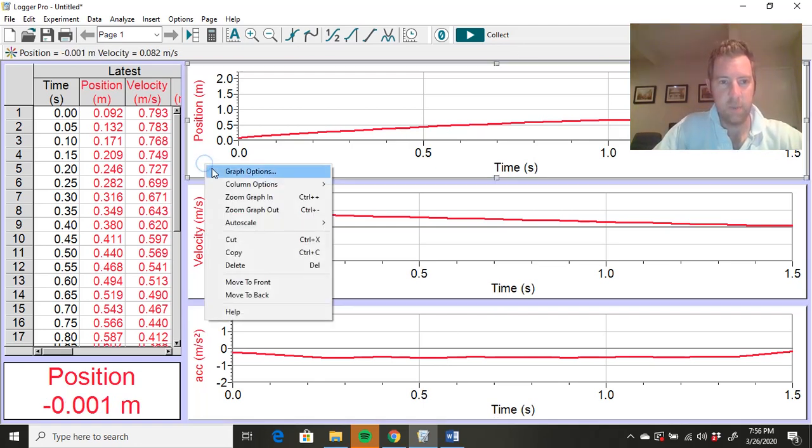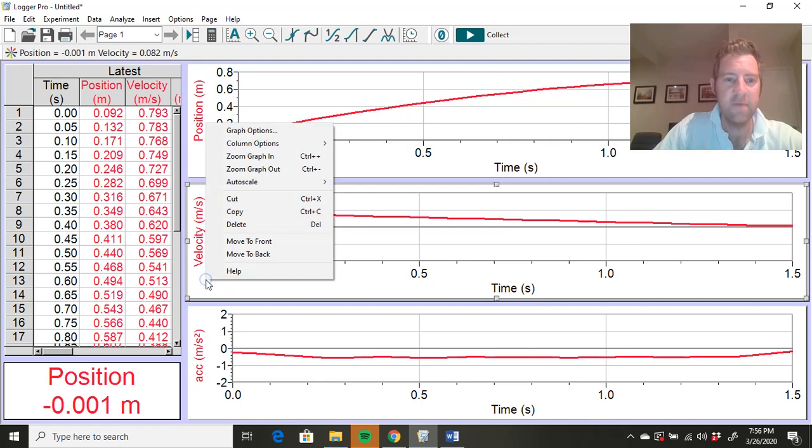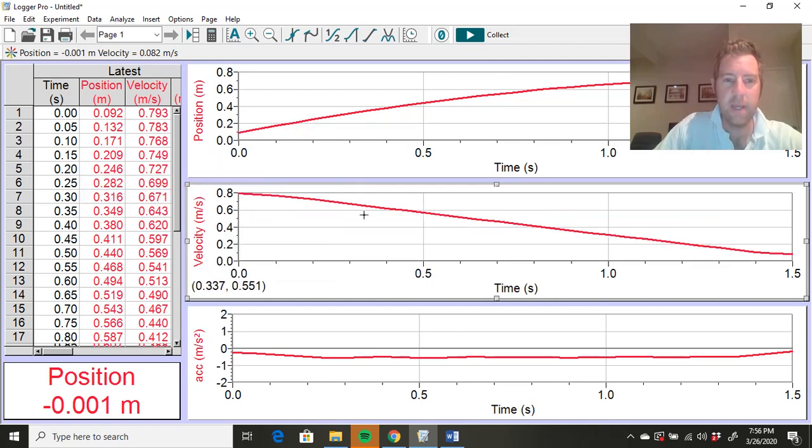The position one looks like that. It starts off near 0. It curves upwards. The gradient gets less and less steep. The velocity starts off high and it goes down towards 0. And the acceleration is negative the whole time. It's meant to be quite flat.